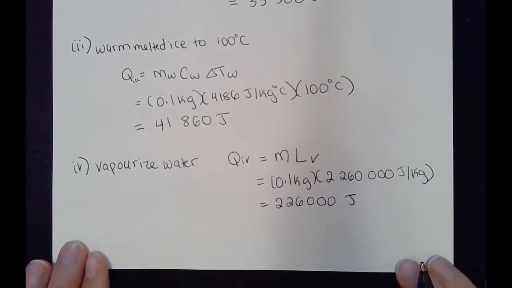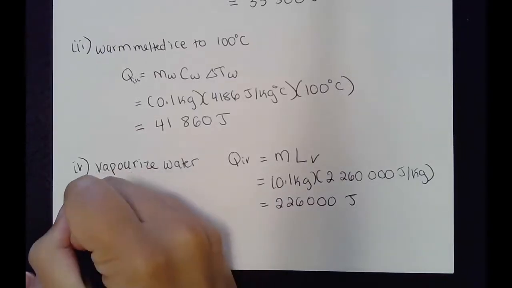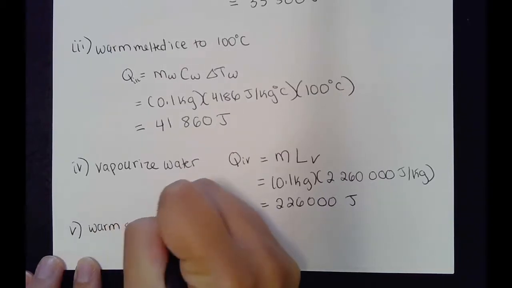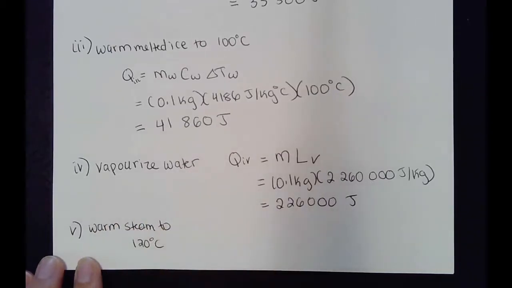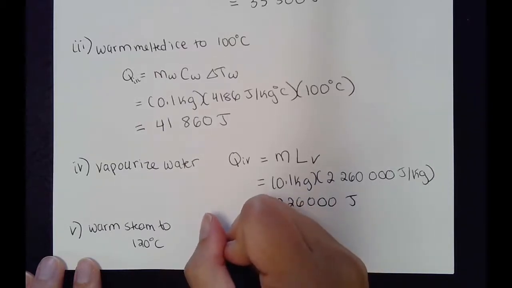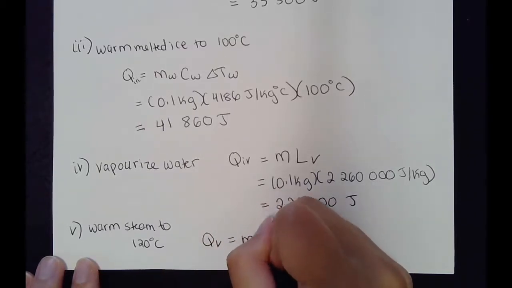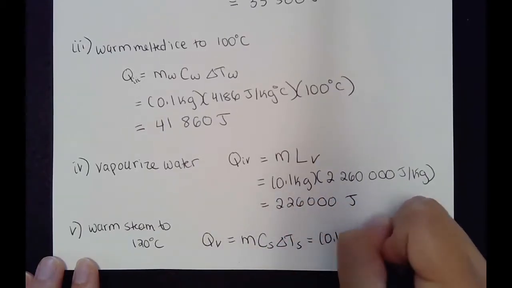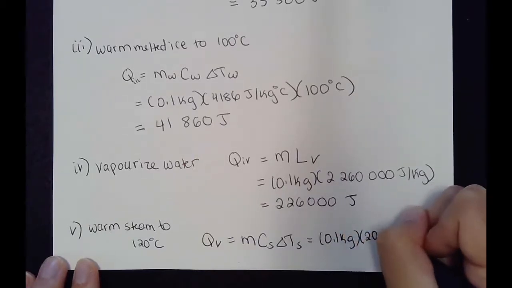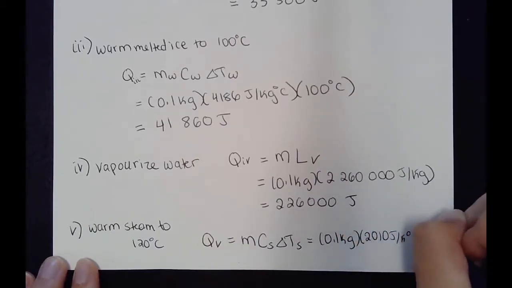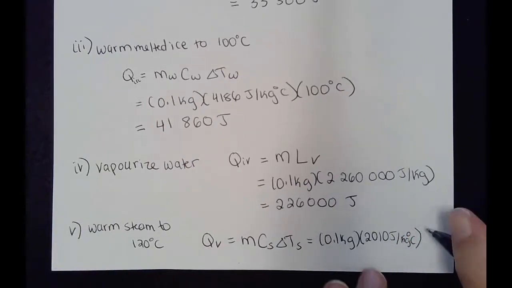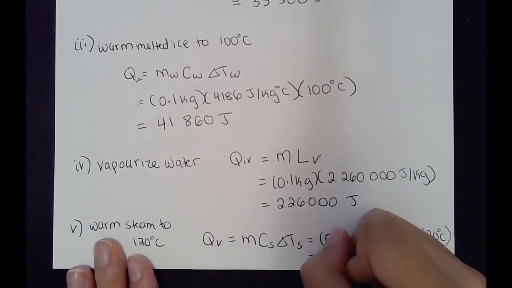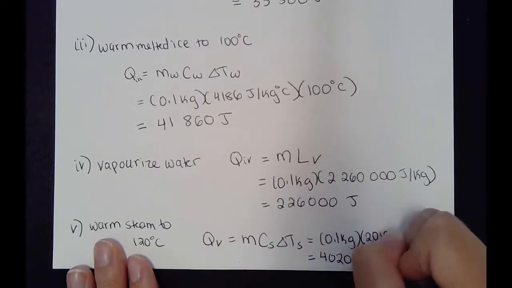So 226,000 joules is what we get for that step. And then the last step, number 5, is that now we're going to warm the steam to the final temperature of 120 degrees Celsius. So this is step 5. We'll have that mass times C for steam, delta T for steam. So 0.1 kilograms times 2010 joules per kilogram degrees Celsius. And then another temperature increase of 20 degrees, so 120 minus 100. And this is 4,020 joules.